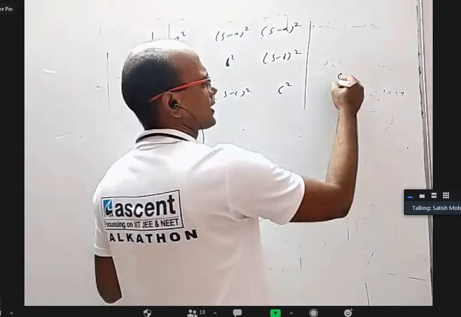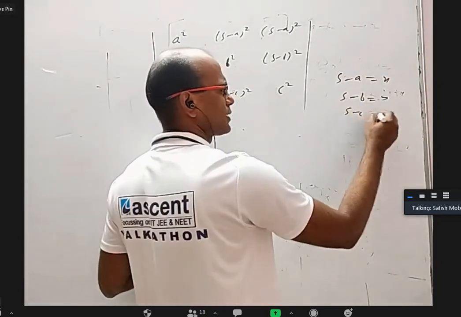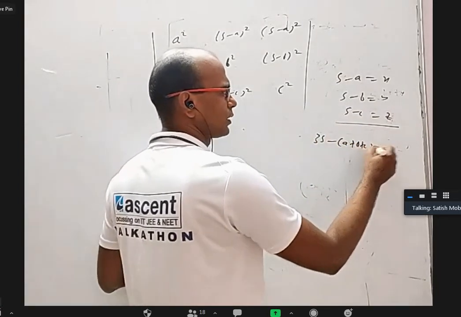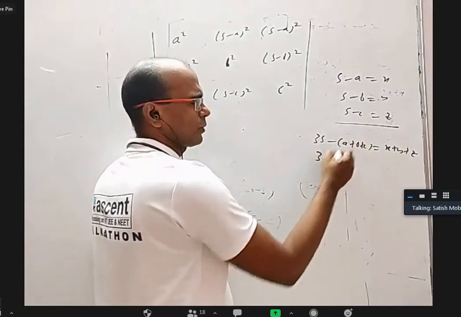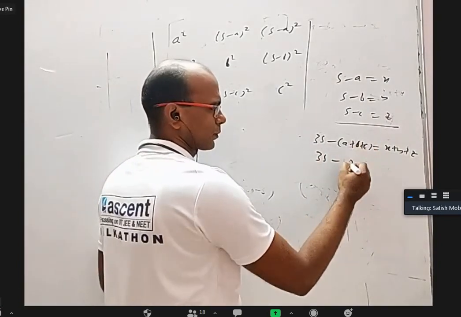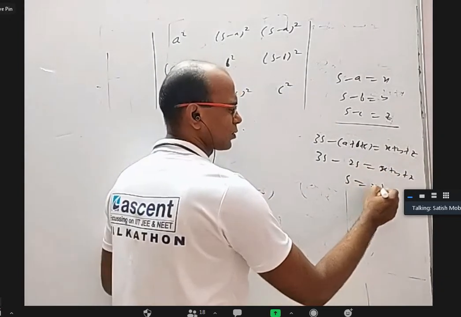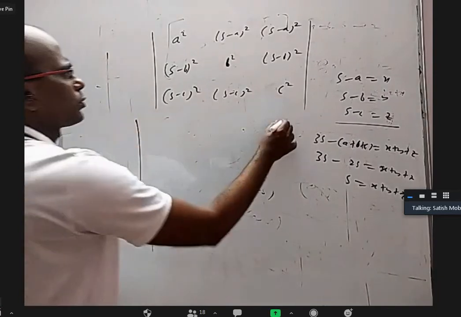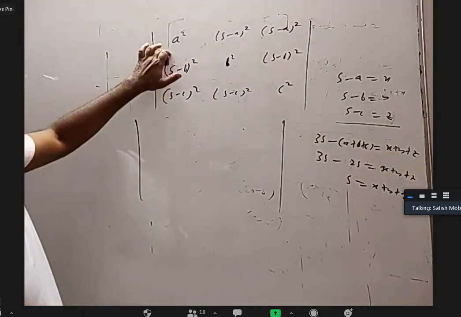I want to take S minus A equal to X, S minus B as Y, and S minus C as Z. Add them, what becomes 3S minus (A plus B plus C). But A plus B plus C, in the question they said 2S. So this is X plus Y plus Z, and this will come as S is equal to X plus Y plus Z. If I try to write everything in terms of that, in the place of A, what should I write?